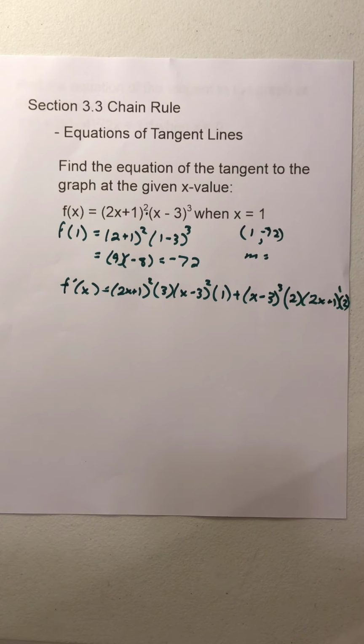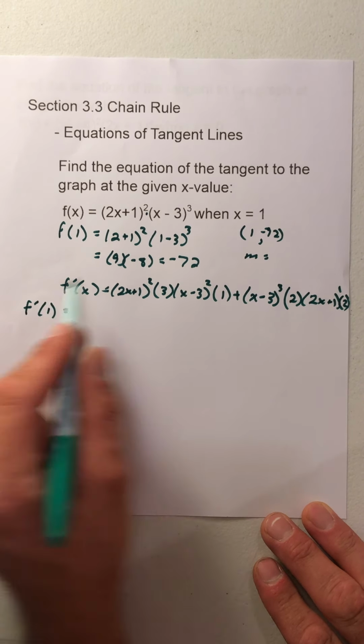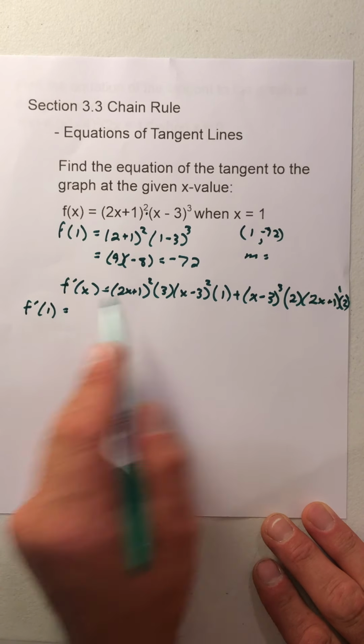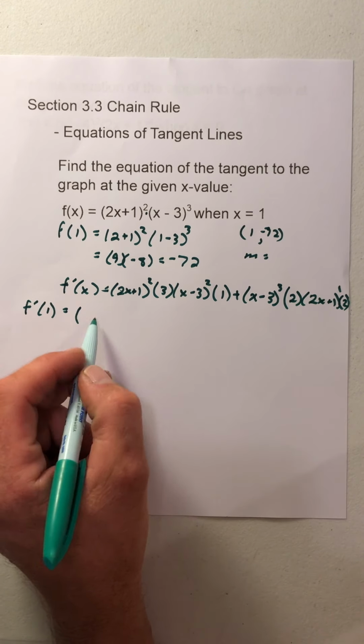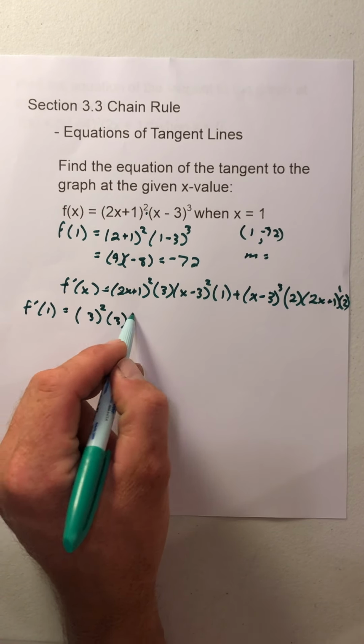At this point, in previous sections and previous lessons, I've asked you to go ahead and simplify this. I personally would not at this point, because ultimately, what are we looking for? We want the slope at a given x value. To find the slope at a given x value, we find the derivative, which we just did, and we plug in the x value that we want it at. So I would highly suggest, instead of cleaning this up, we really just go ahead and plug in 1 for our x's. So 2 times 1 is 2 plus 1 gives us 3 squared times 3.